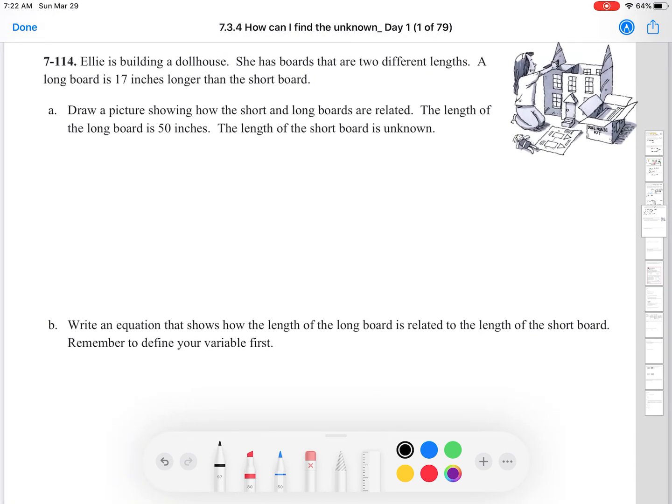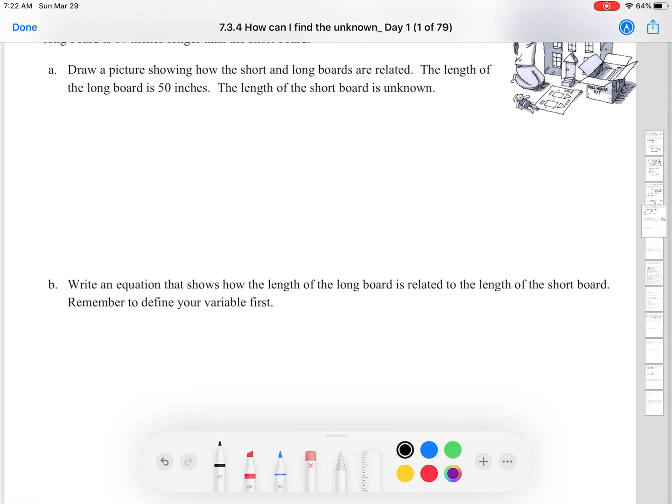It's up to you. I'd choose nice numbers if I were you. Ellie is building a dollhouse. She has boards that are two different lengths. A long board is 17 inches longer than the short board. Draw a picture showing how the short and long boards are related. The length of the board is 50 inches. So if we draw a picture showing how the short and long boards are related, right? Here they are.